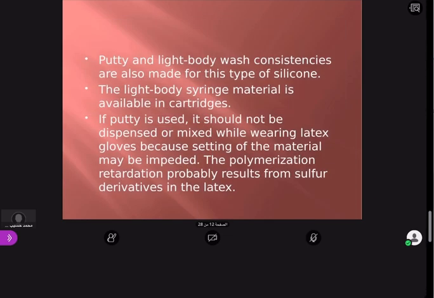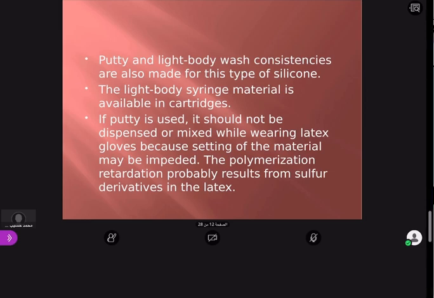The putty and light body wash consistencies, again, this is the rubber based material. Rubber based material is available in heavy body putty material, regular or medium body, and light body. So there are different consistencies available in this type of material. Putty and light body wash consistencies have also been made for this type of silicone. The light body syringe material is available in cartridges.